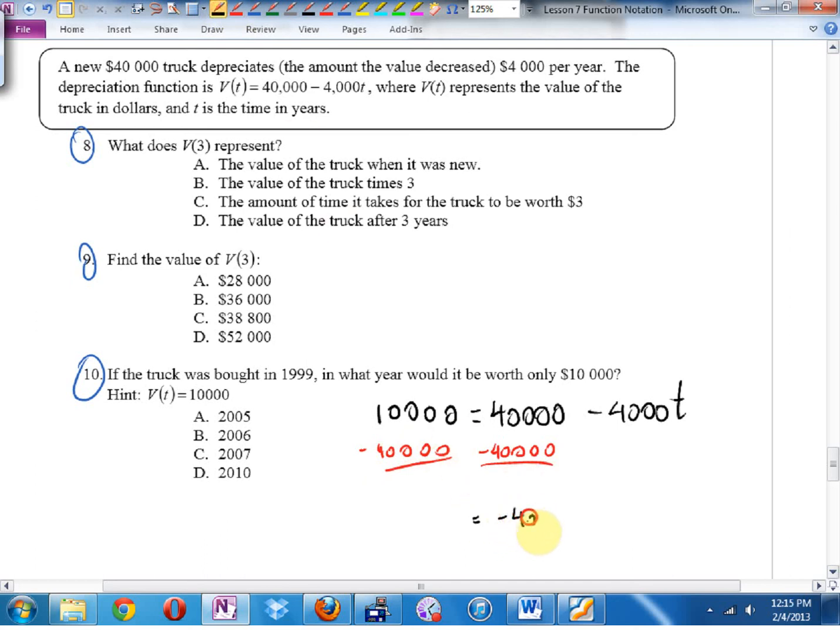The negative 4,000 T drops down like a domino. On the left side, I have 10,000 minus 40,000. I think I can do that in my head. Negative 30,000, yeah?